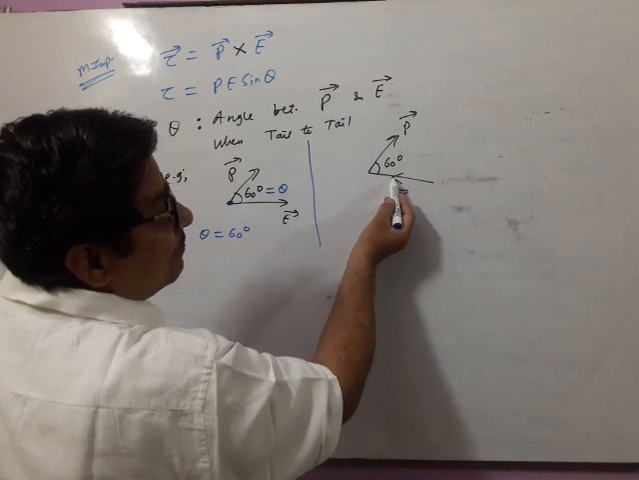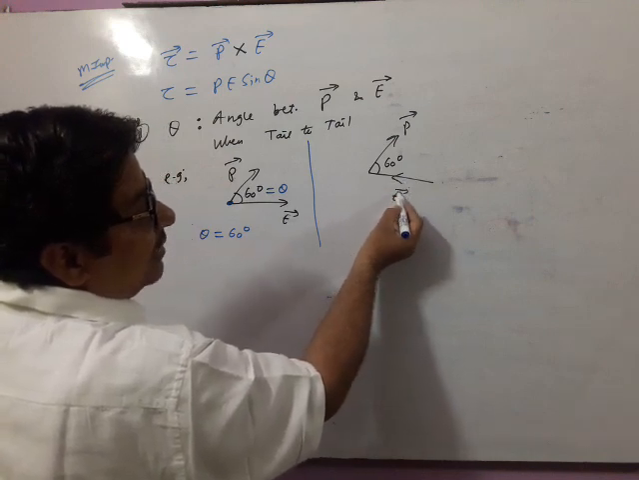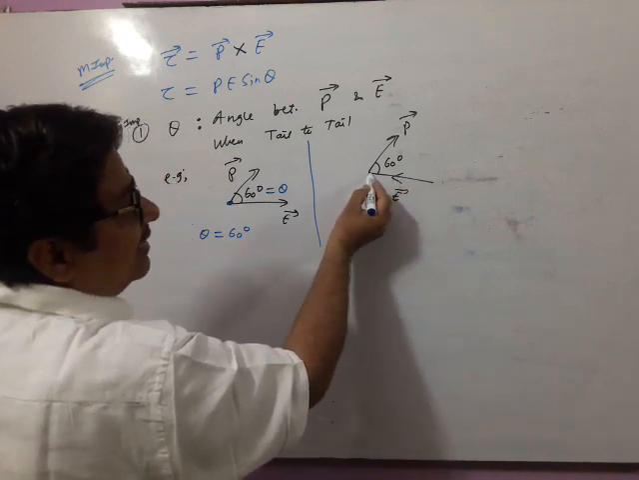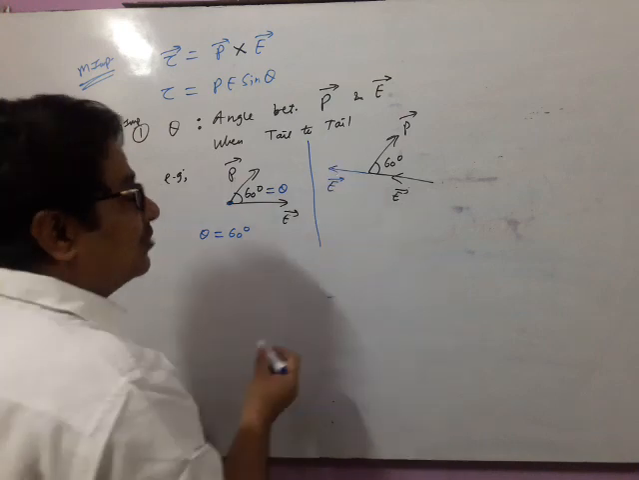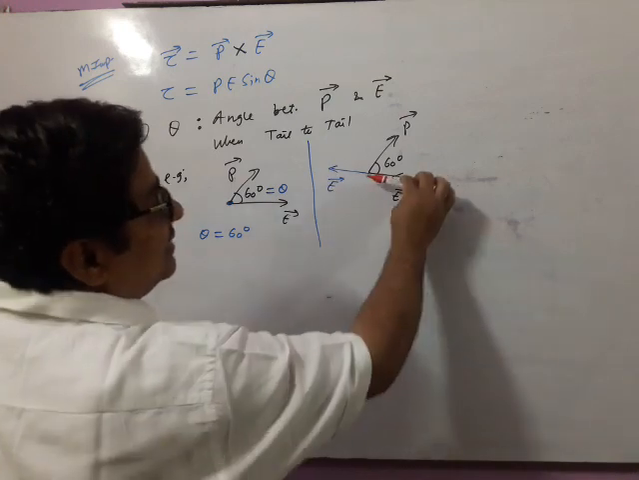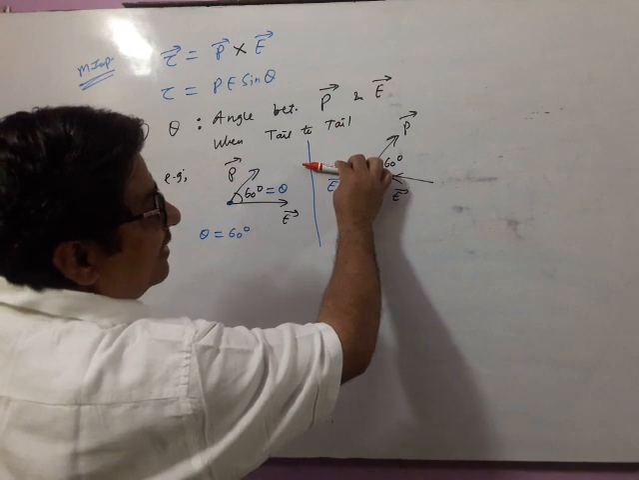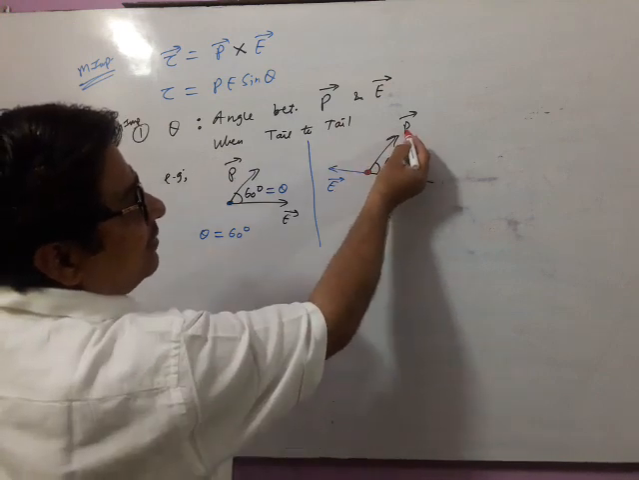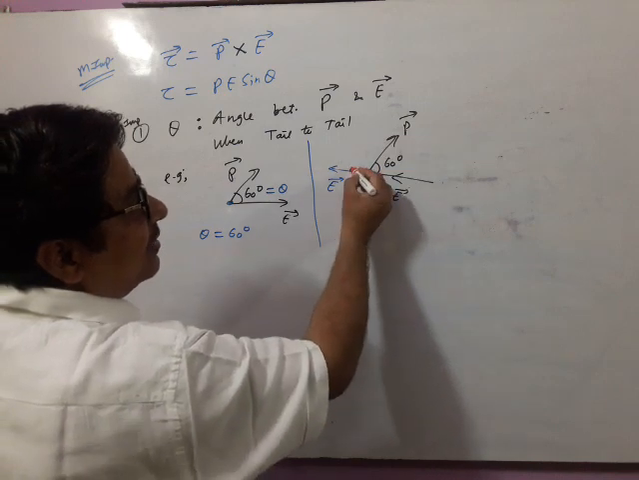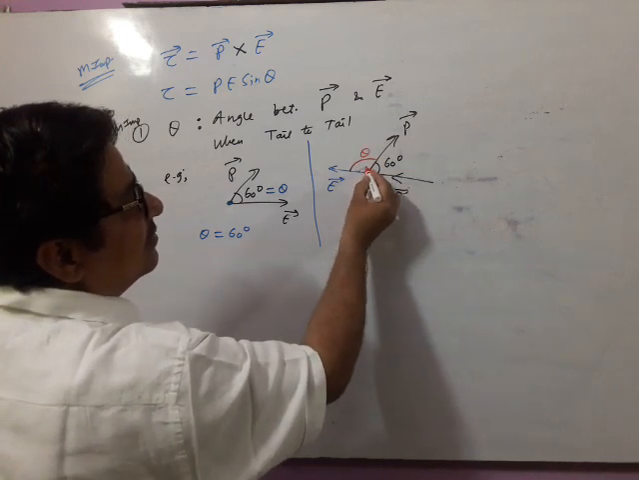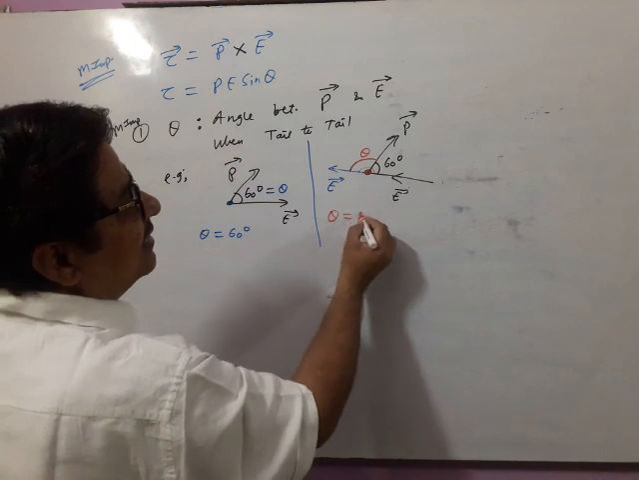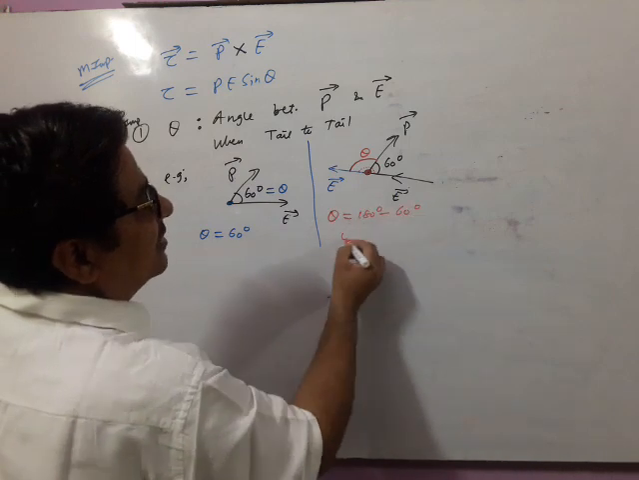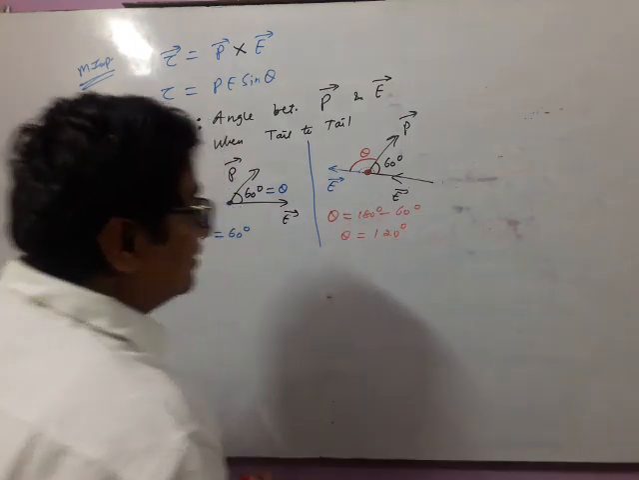Head means arrow. So you may displace a vector anywhere in the space, keeping same magnitude and same direction. We displaced this E vector a little forward, keeping same magnitude, same direction. Now both are joined from tail to tail. P vector, E vector joined from tail to tail. This is called theta. So which is total 180 degrees minus 60 degrees. This is 120 degrees.